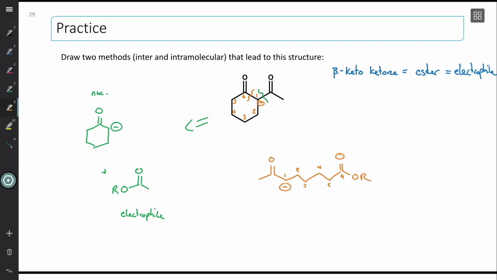Right, so this would be our nucleophile, and it would make an intramolecular cyclization to the ester and boot off the OR, right, and remove the ester group. And this is a thermodynamic enolate. So to get this to go, we would need to use an unhindered base or a weaker base. There we go.